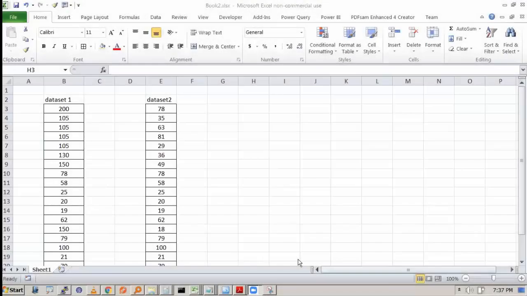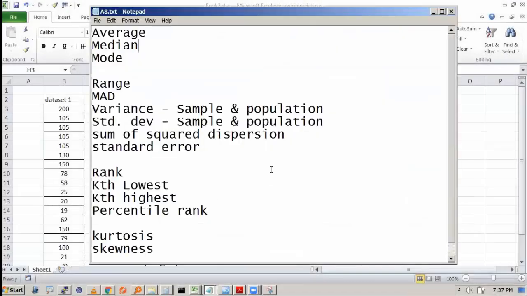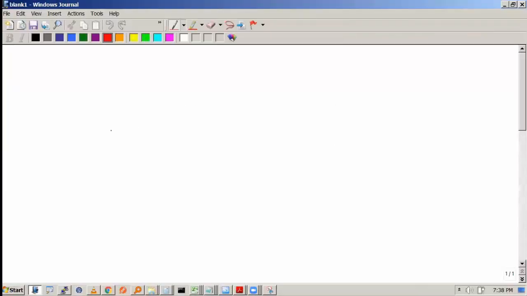So today's topic is to understand central tendency and dispersion. What do you mean by central tendency? Okay. So central tendency, as an example, suppose you have some data.